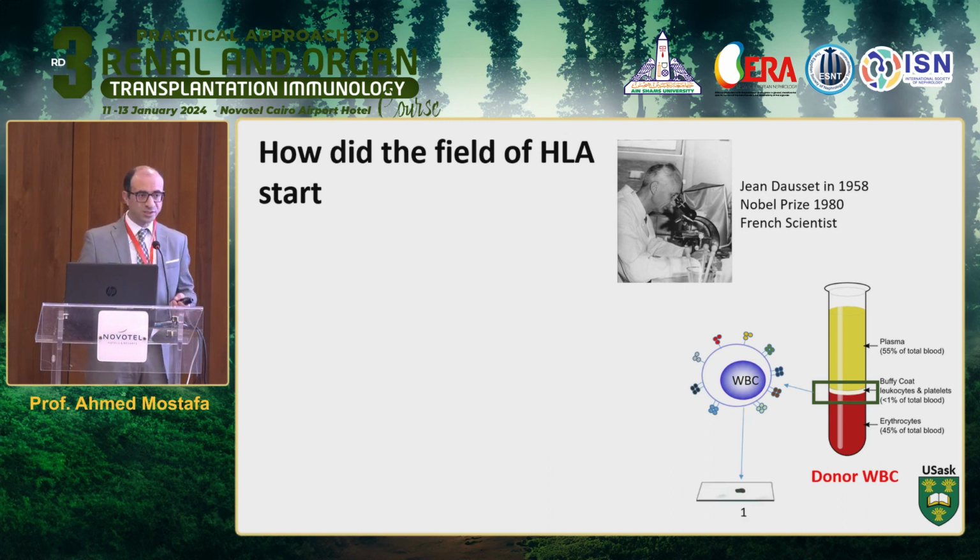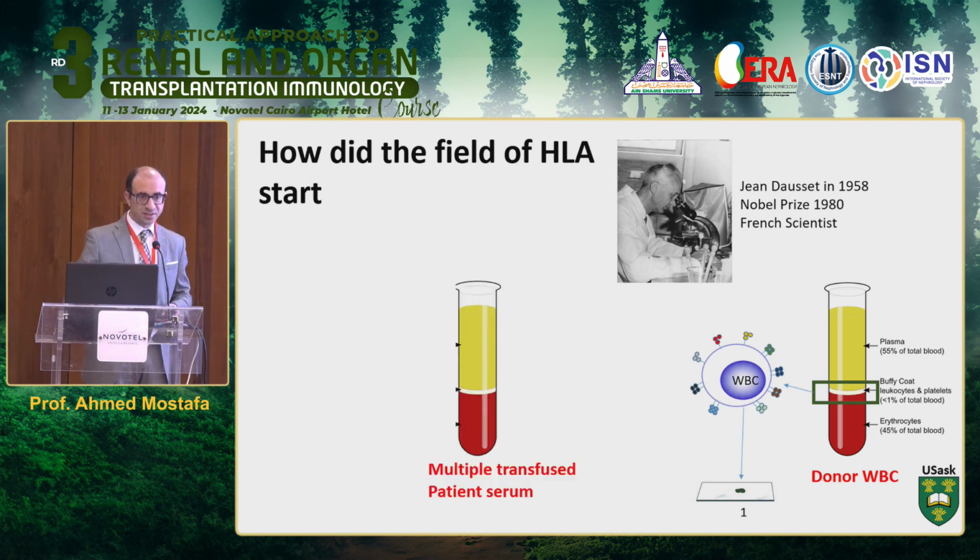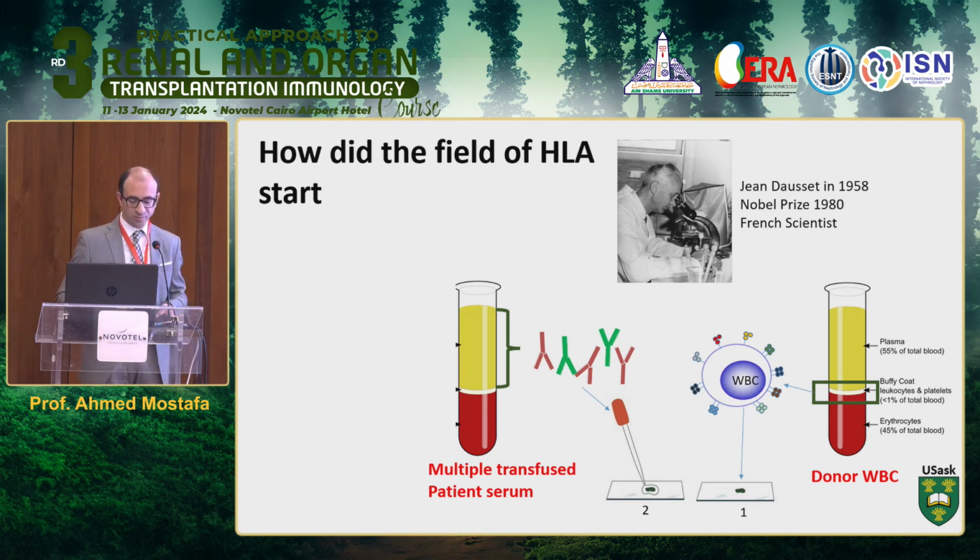He put one drop of white blood cells on a slide, and then he asked the nurse to bring him plasma from people who had been previously transfused. Now we know that people who have been previously transfused probably have a lot of HLA antibodies, but they didn't know it at this time. So he took the serum and put a drop of it on top of the white blood cells.